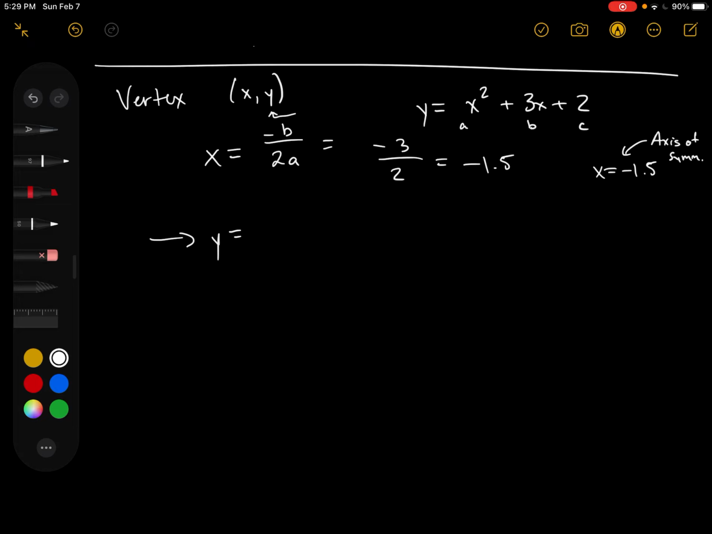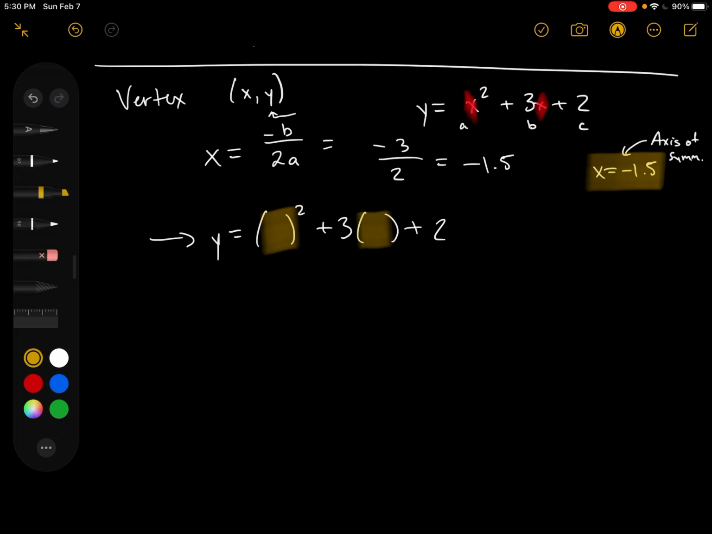So let's just mark that on the side here. Again, those two things are different. So we can go back and we can take that x value and plug it in. So as a reminder, this is x squared plus 3x plus 2. We know what x is. We just solved for it with our vertex. So we're just going to take that x value and plug it in everywhere that we see an x.